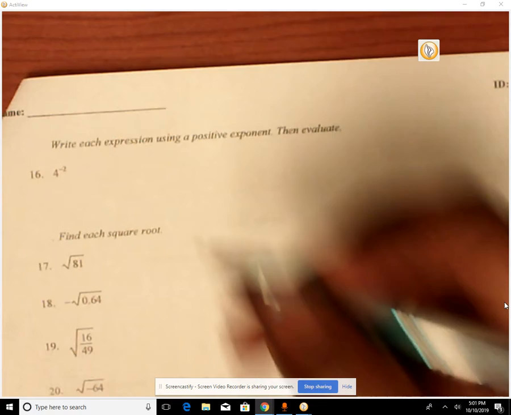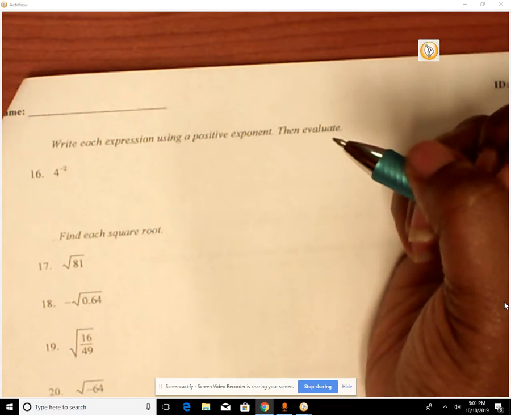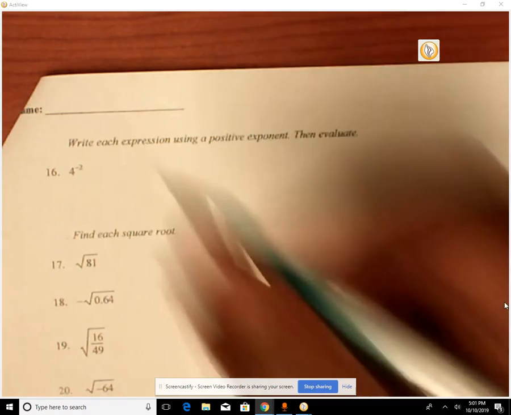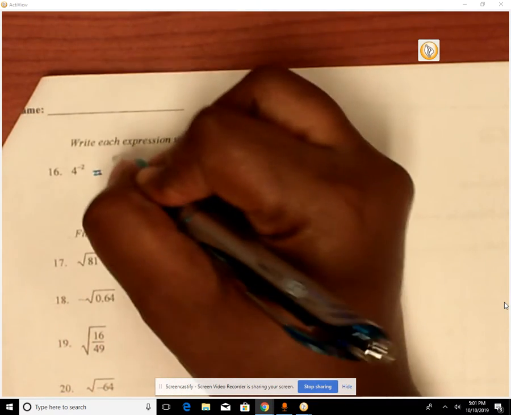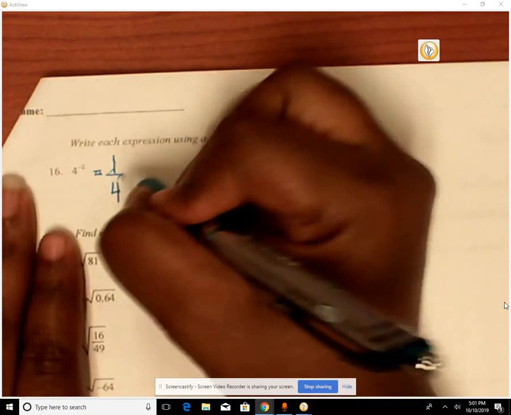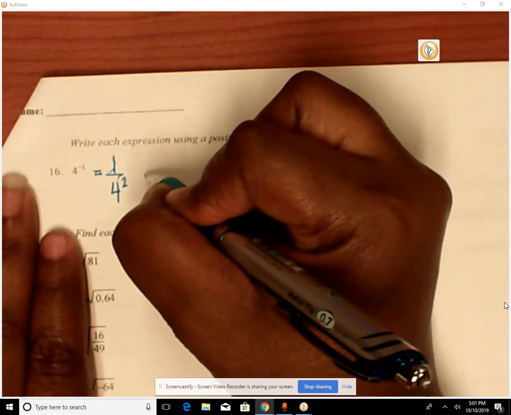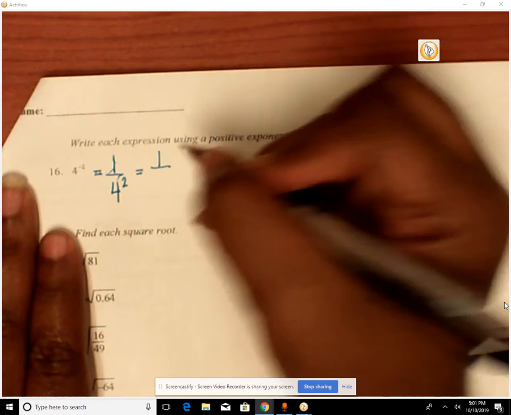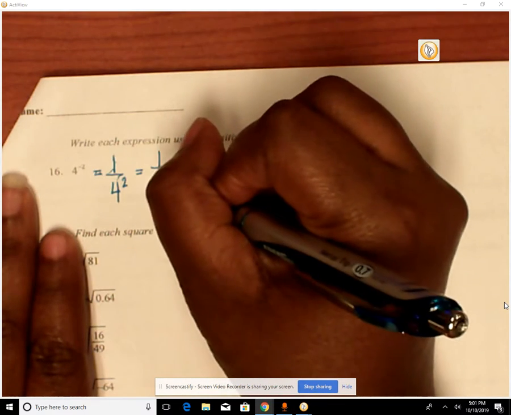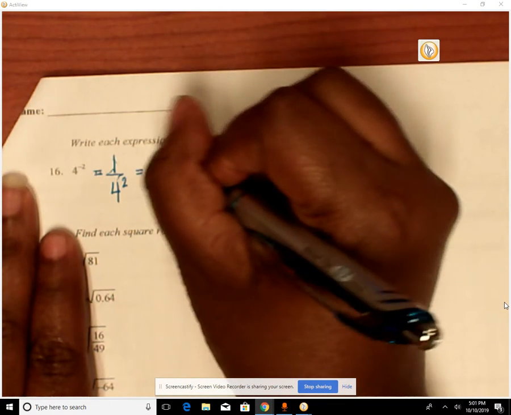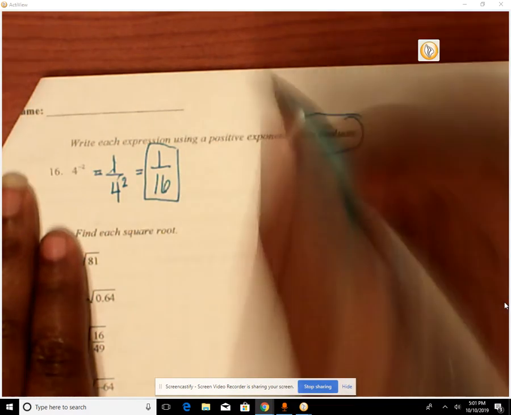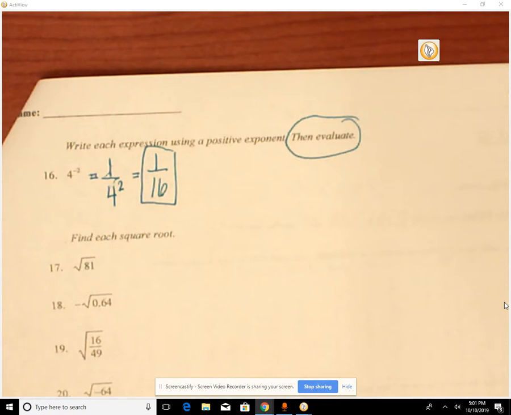All right, so number 16. 4 to the negative second power, we're writing each expression using a positive exponent. So the reciprocal of 4 is 1 over 4. And then I'm just going to take this to the second power. 1 to the second power is just 1. 4 to the second power is 4 times 4, which is 16. 1 over 16. And remember to evaluate. That's that last part, evaluate. Don't just leave it as an exponent.